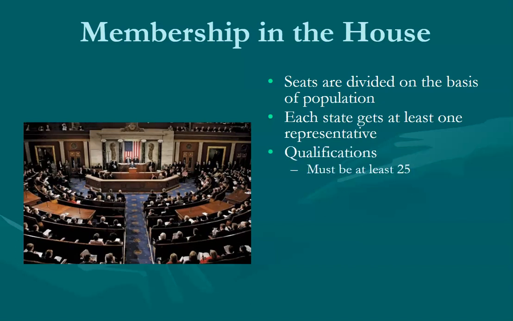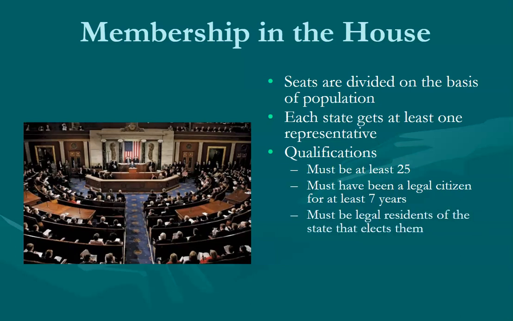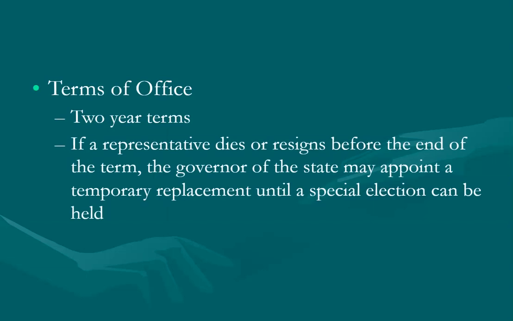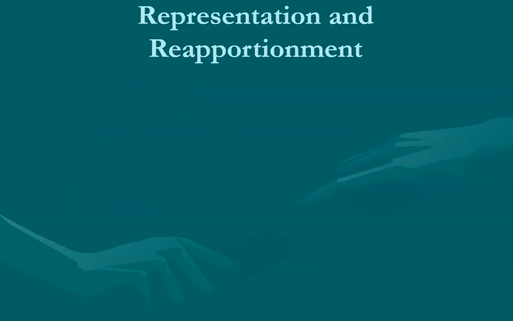Qualifications. You have to be at least 25 years old to be a member of the House of Representatives. You must have been a legal citizen of the United States for at least 7 years. And you must actually live or be a resident of the state that elects you. Terms of office. For the House of Representatives, it's a 2-year term. If a representative dies or resigns before the end of their term, the governor of their state may appoint a temporary replacement until a special election can be held.